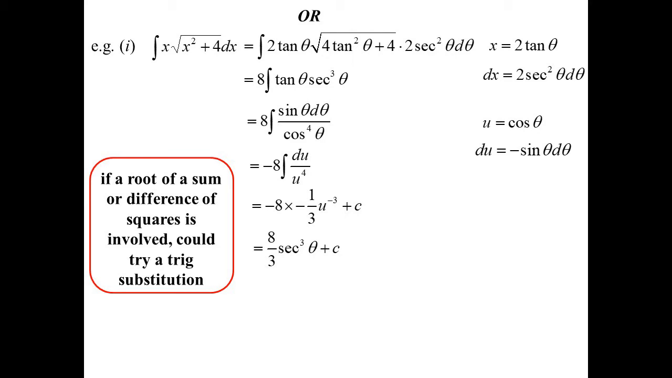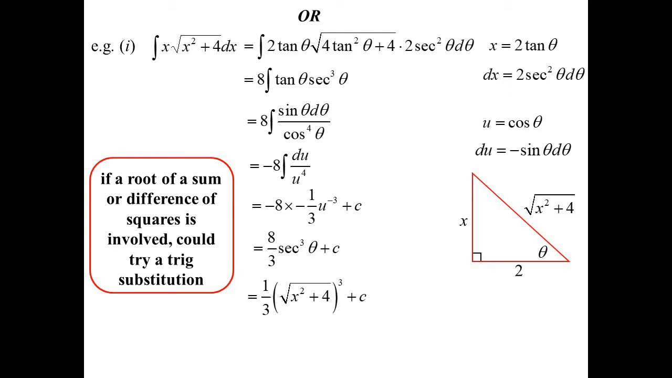Now, how on earth do I get x back into this? x was 2 tan theta. So I draw myself up a little triangle. If x was 2 tan theta, that's the same as saying tan theta was x on 2. So opposite over adjacent. Hypotenuse, not a coincidence, it will turn out to be the square root. So now I can sub back in. Sec theta, sec is reciprocal to cos, so it would be hypotenuse over adjacent.